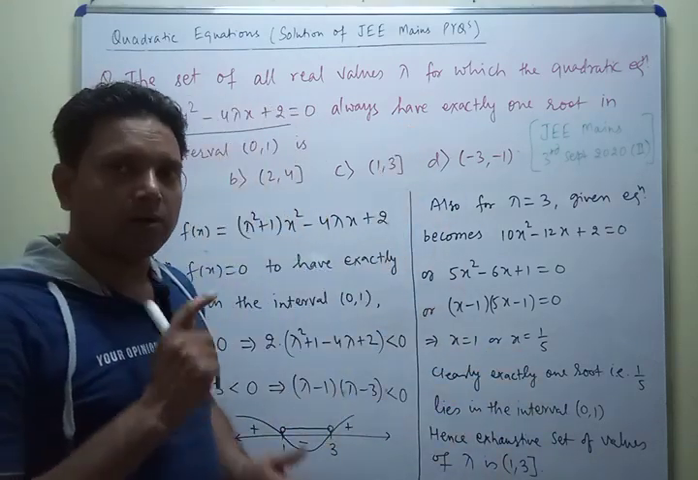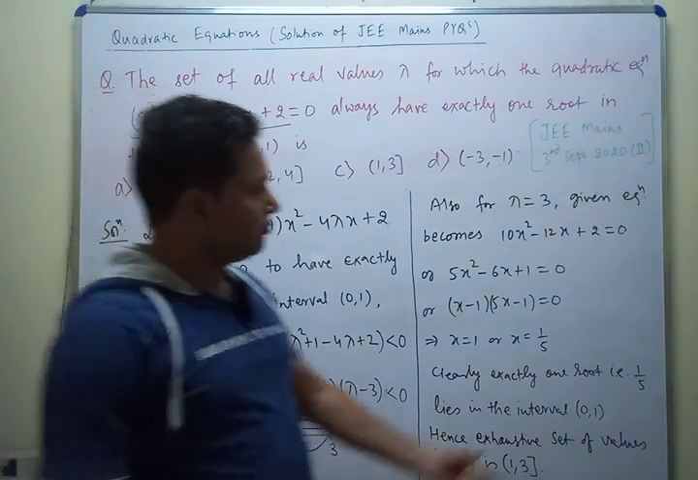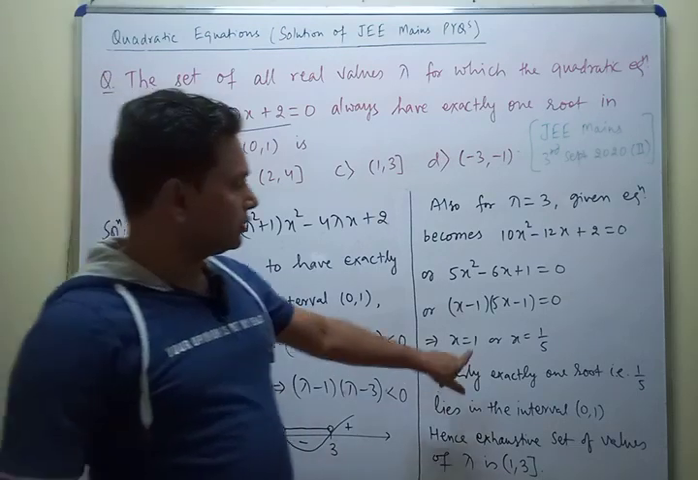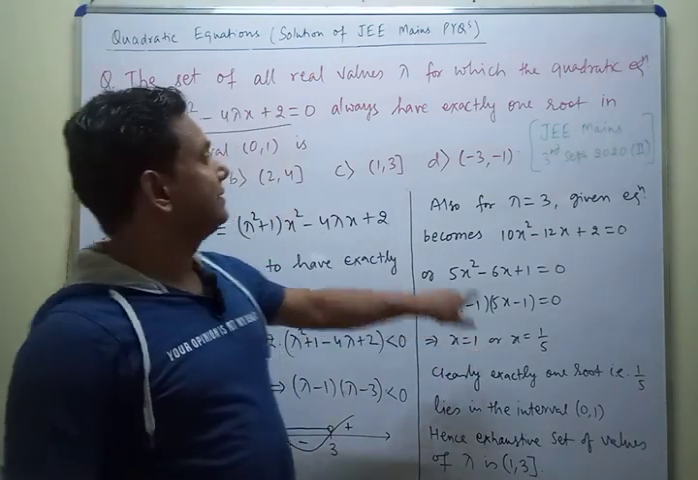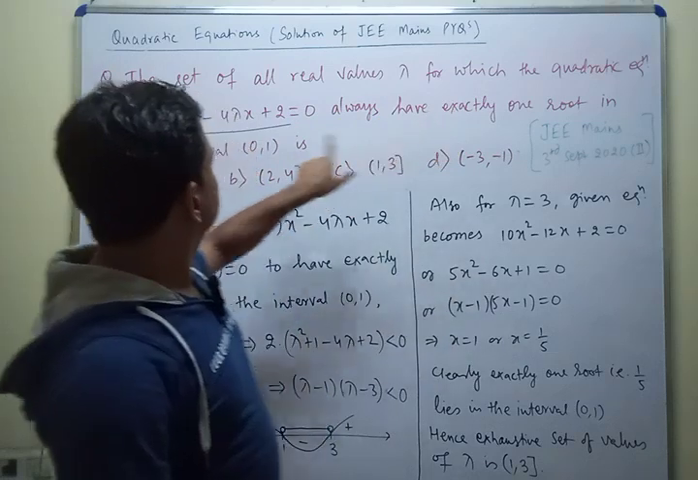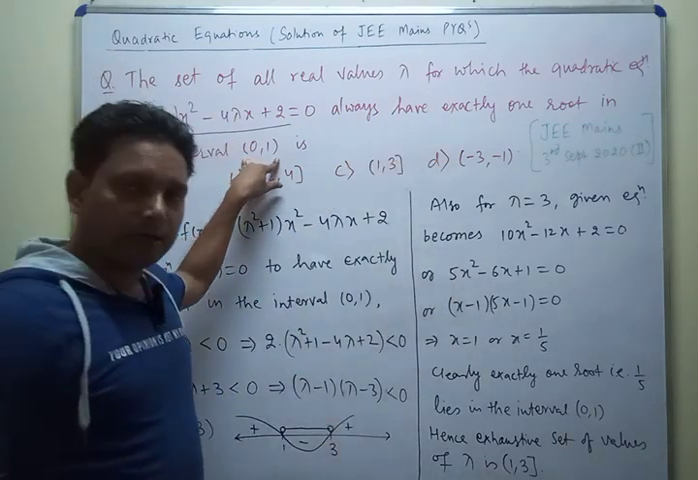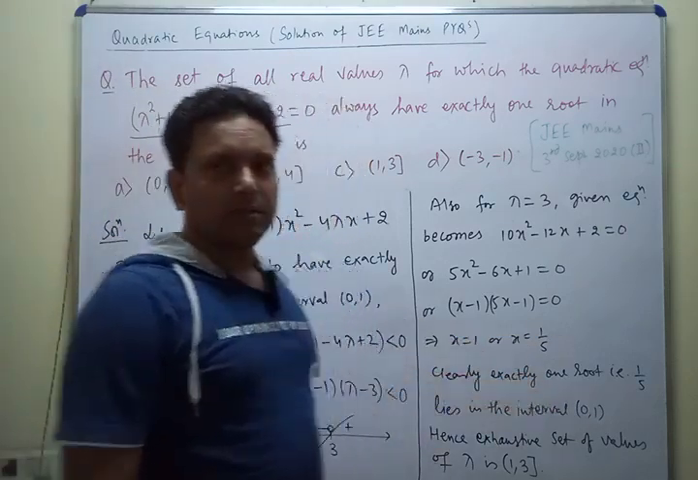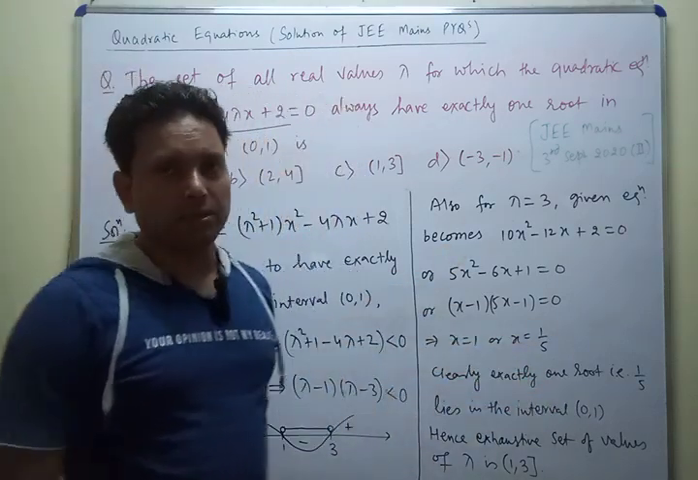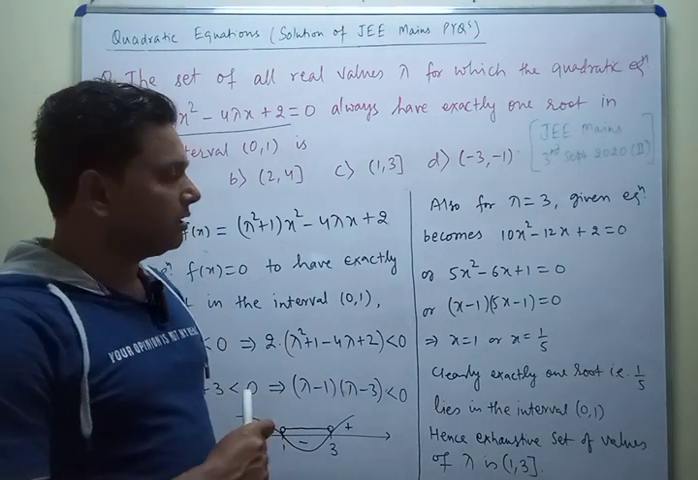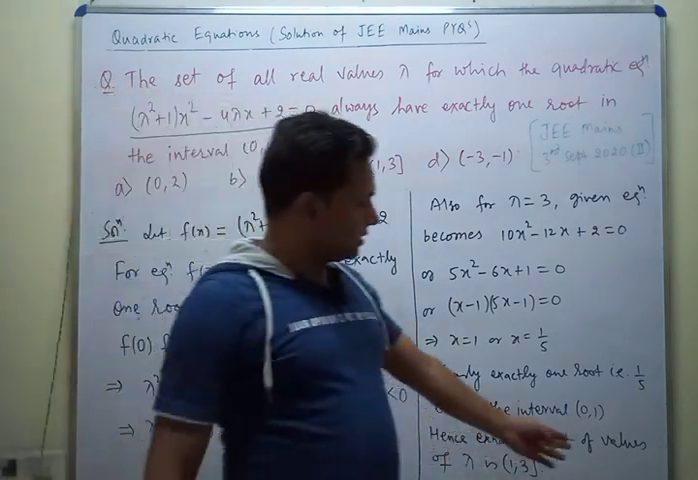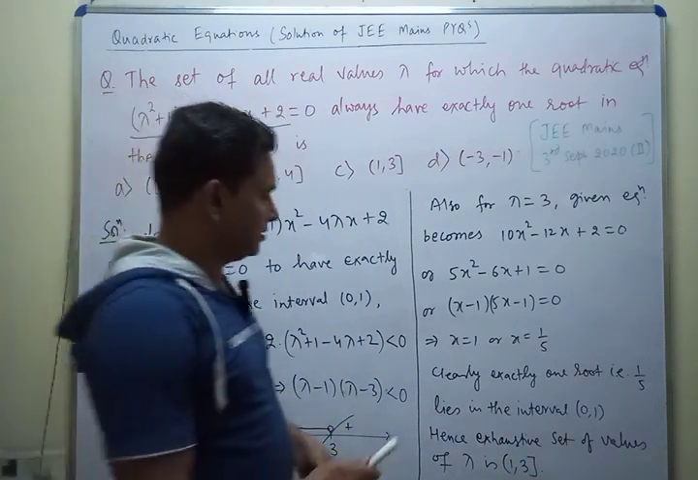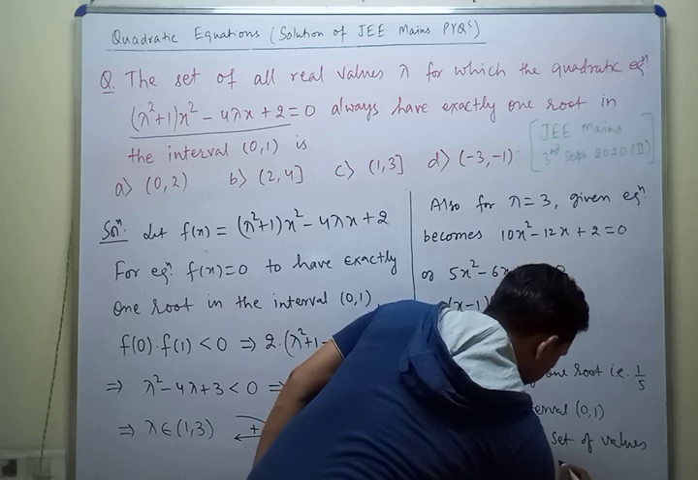Question requirement is exactly one root in the open interval 0 to 1. So 1 by 5 is one root which lies in the open interval 0 to 1. 1 is also a root, but this 1 is not in the interval 0 to 1, right? So in this interval exactly one root, that is 1 by 5, is there, and the corresponding value for lambda is 3. It means 3 should also be included in the final answer. Hence the exhaustive set of values of lambda is open 1 to closed 3, which matches with option C. So C is the correct option.